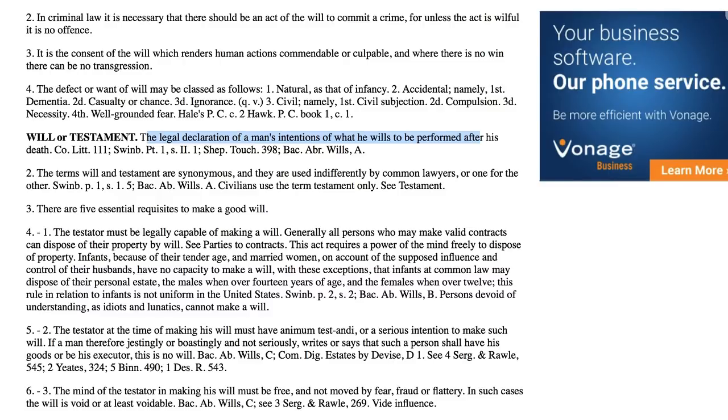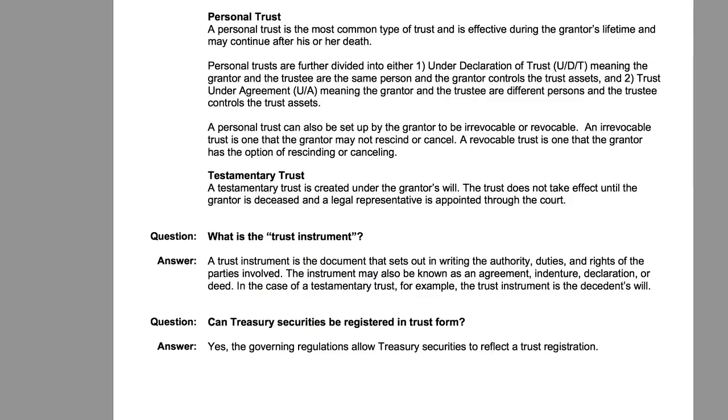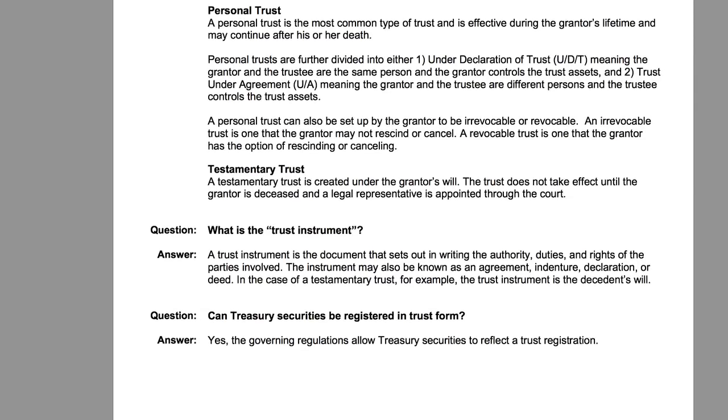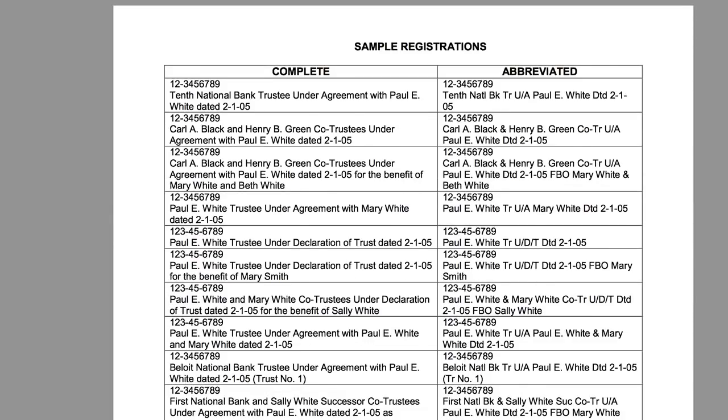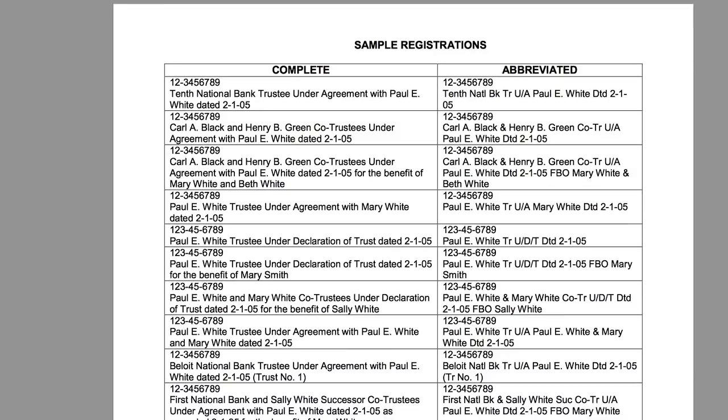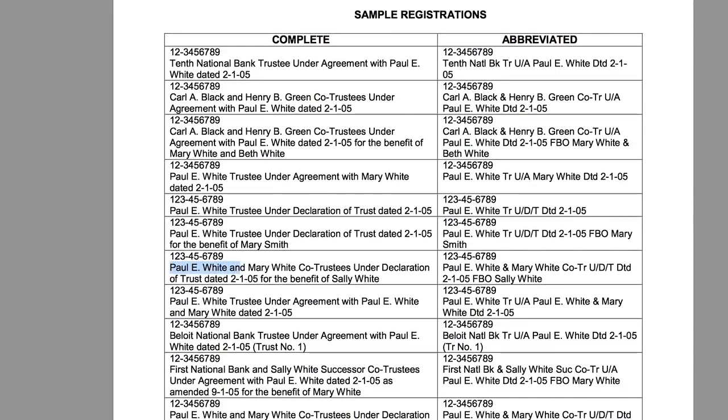So that was out of the Treasury document. So now you don't have to say that I'm saying you can be the grantor and the trustee. Now, once again, here's an example. Paul E. White and Mary Cole, trustees under declaration of trust. That's the long statement. This is the abbreviation. Or here's a better one. Paul E. White, trustee under declaration of trust, dated. And then they put the beneficiary in here for the benefit of Mary whoever. But here they just say Paul E. White, trustee under declaration of trust, dated whatever.